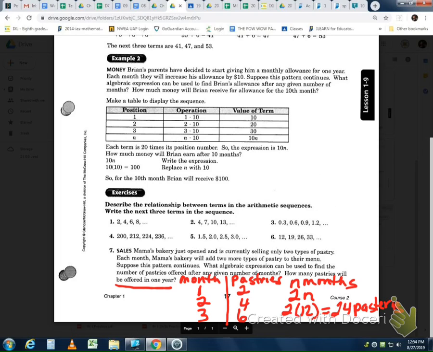That's a lot. All right, are there any questions about finding the next 3 terms, how to find the relationship, or figuring out something there from a word problem? Notice it was a word problem, so I labeled it pastries. All right?